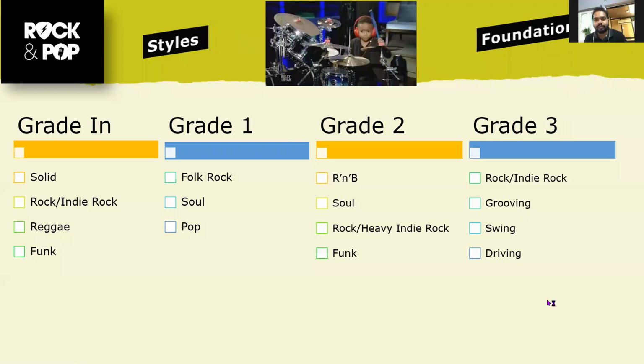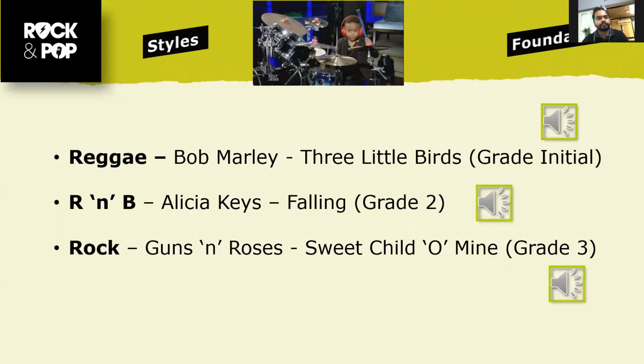On the screen in front of us, we can see the whole range and variety of styles which are going to be used for the foundation grades. Foundation grades starts from grade initial up till grade 3. We can see solid funk to soul to pop, R&B to soul, grooving to swing. Let's do a keen analysis and look into the structural features of styles which are there in the foundation grade. To start with, we have reggae.